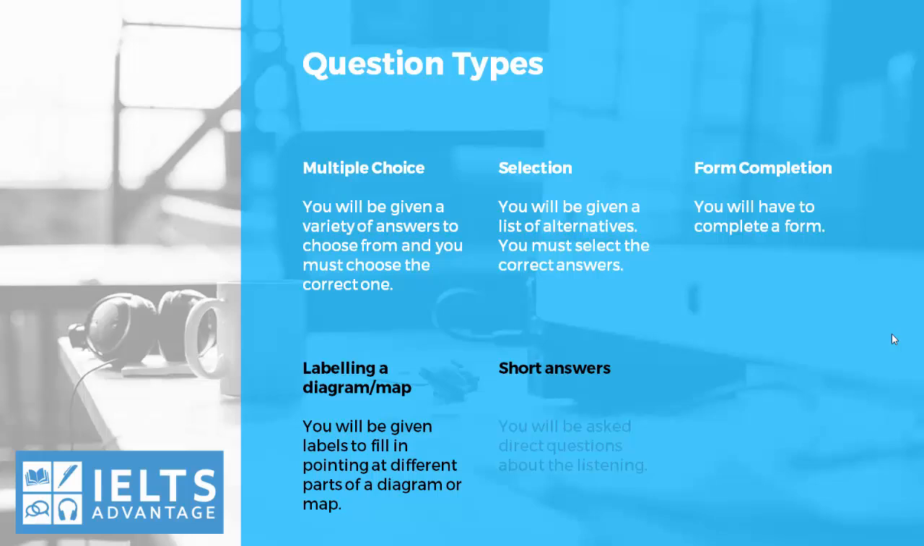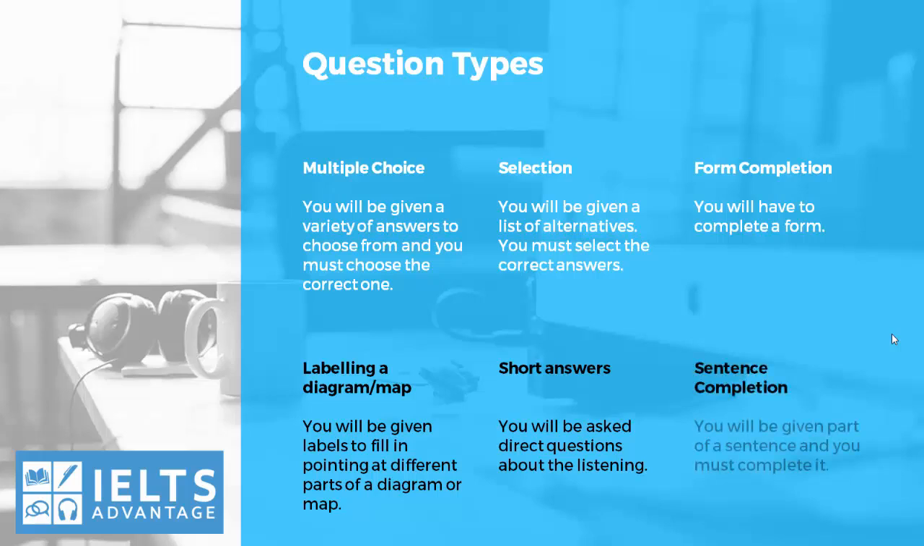Short answer questions. So you'll be asked direct questions about the listening. So these are the type of questions that you might have got in school, like comprehension questions, where you listen to something or you read something and they ask you a direct question and you write a short answer. And finally, sentence completion. You'll be given part of a sentence and you must complete it. So similar to the short answer, but the sentence completion, you will be given a little bit more help.